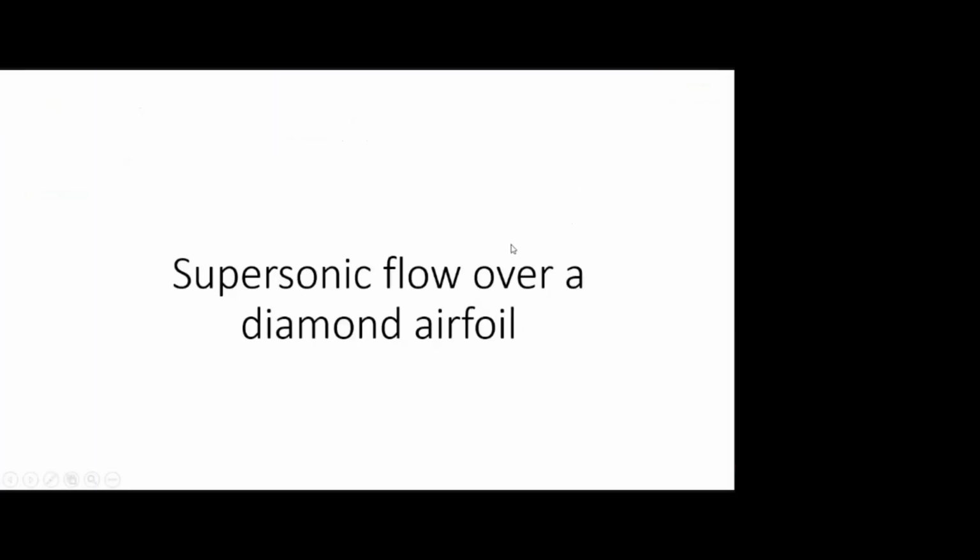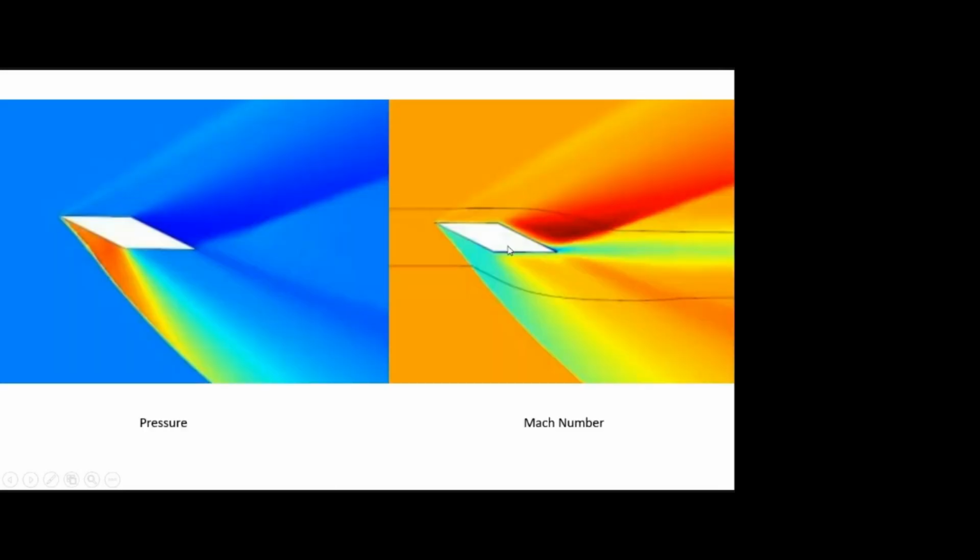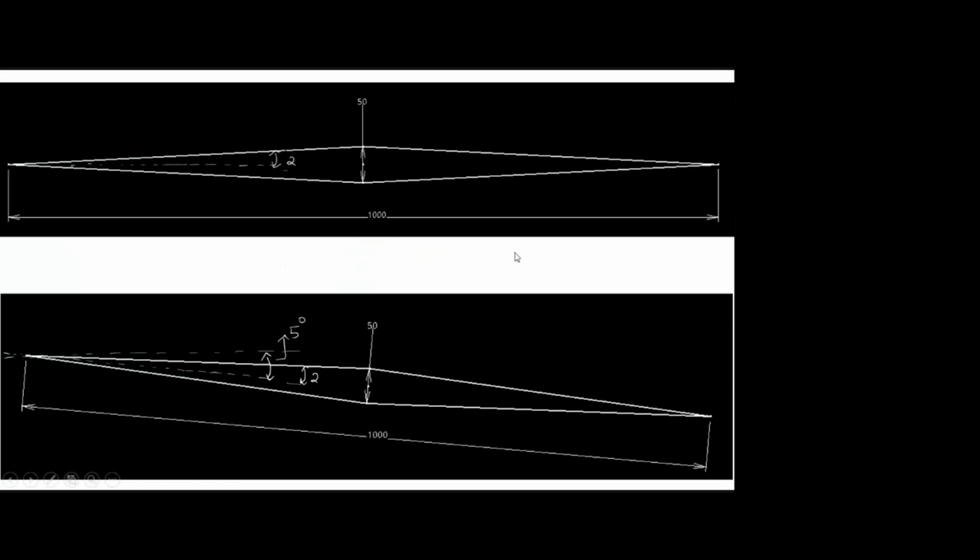So, supersonic flow over a diamond airfoil. At last we will get these types of contours: pressure, Mach number, temperature, density contours. Additionally, you can find CL and CD also. So for today's exercise, I'm going to take this model.